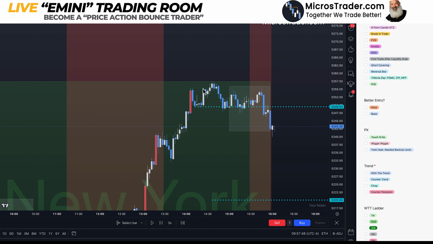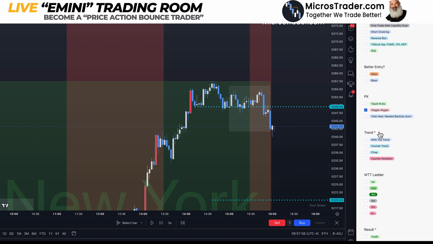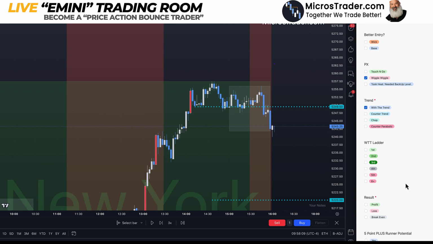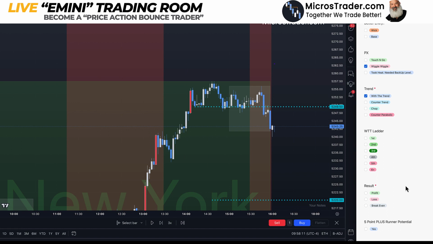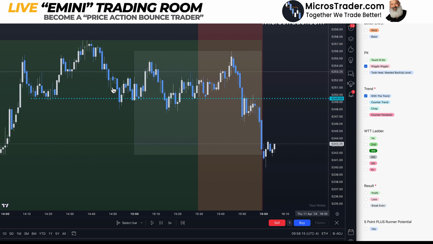I'm going to still say that's an 8-point candle because this would be the second bounce. You got wiggle, wiggle, wiggle. I'm still going to say it's counter. No. That's not counter. This would be with the trend. With the trend. Let's drop down in time frames here for a second. Let's look at this closer. Let's go to 30 seconds.